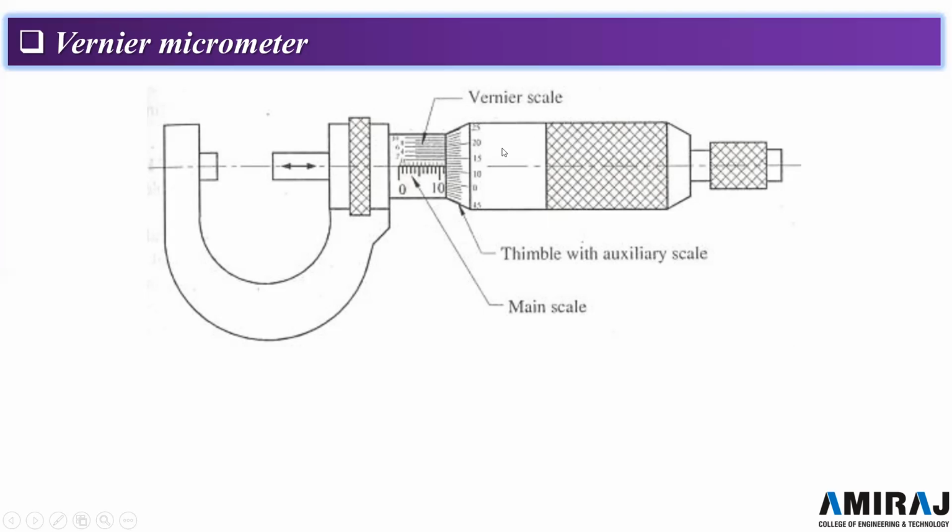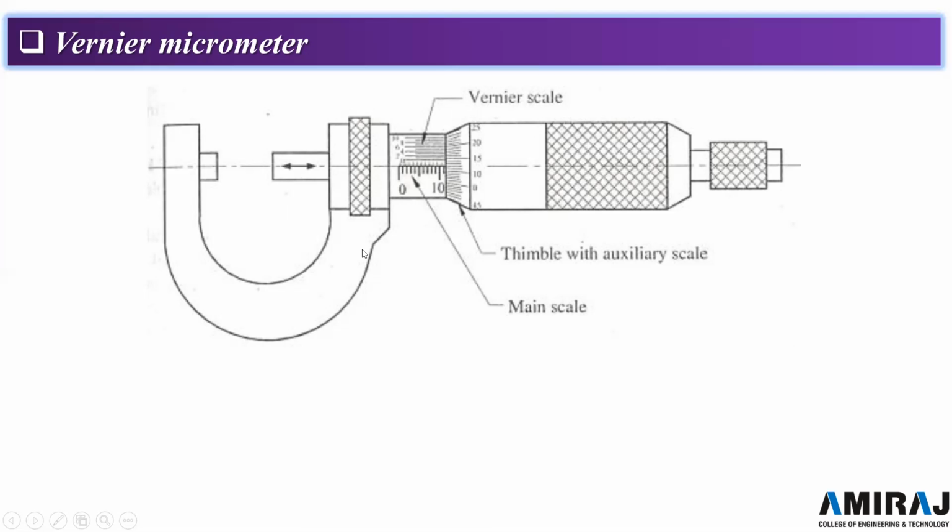The main scale is graduated on the barrel with two sets of division marks. Here is the main scale: the set below the reference line reads in mm and the set above the line reads in half mm. Okay, so the set below the reference line is in mm and the set above, here you can see the lines below are mm lines and the marks above are the half mm marks.